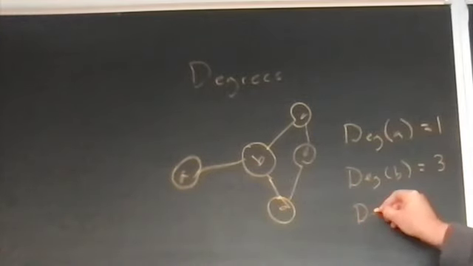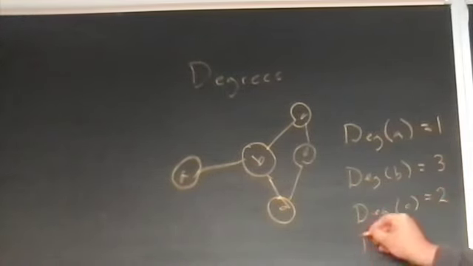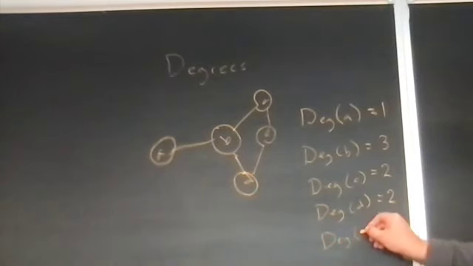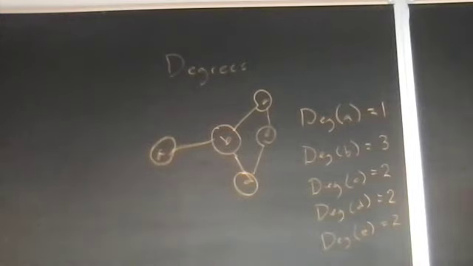The degree of C, 2. And the degree of D would be 2. And the degree of E. See why these numbers are what they are?